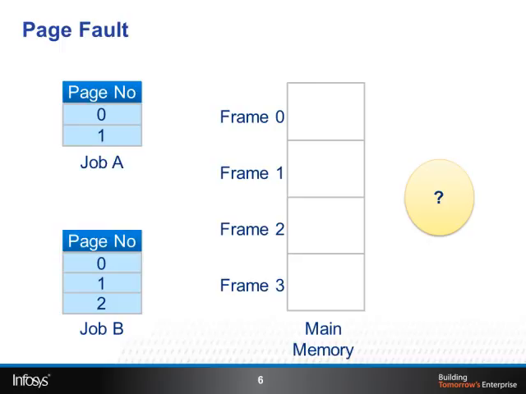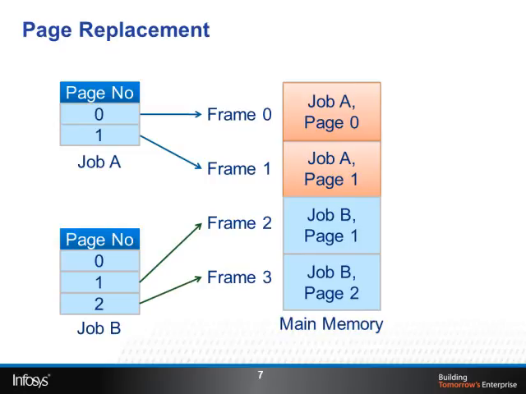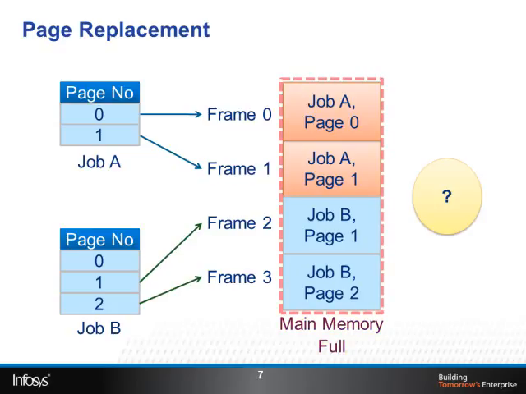Page fault is said to occur when a user demands for a page and the page is not at all available in the main memory. Now, let us look at the concept of page replacement. Here we have two jobs, job A and job B, and the main memory is currently full as shown. Assume a request for page 0 of job B arrives. Can we load page 0 of job B into the memory? No. Why? Because the main memory is full.